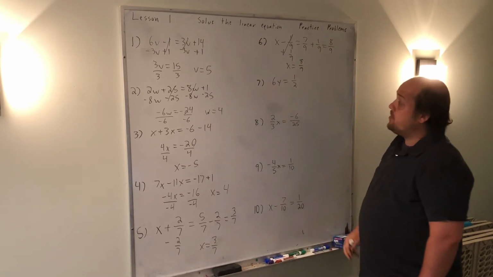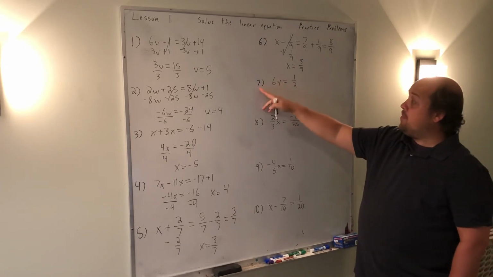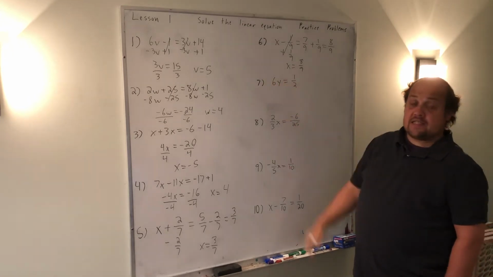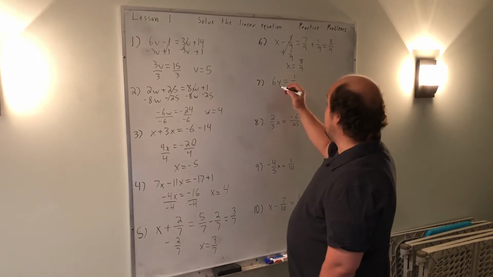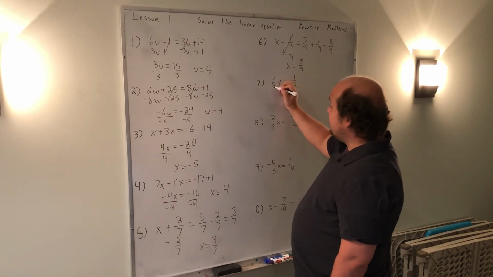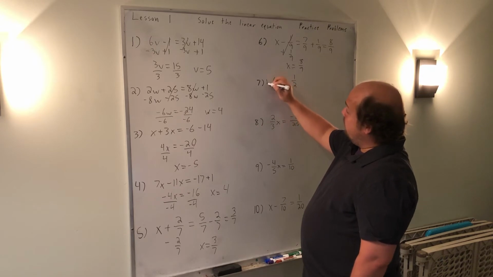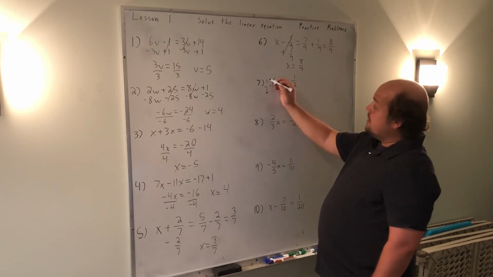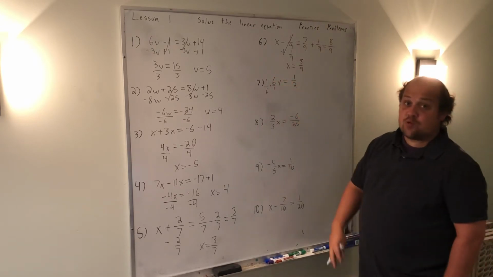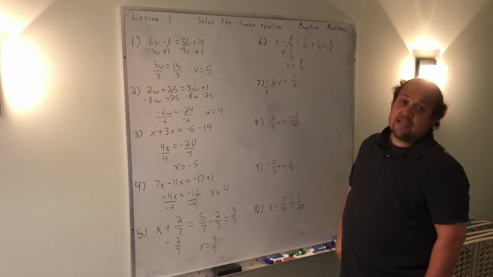In problem number 7, we're multiplying by 6. In order to undo multiplication, I need to divide, or really I could see this as 6 over 1 times y. So to undo it, I would multiply by 1 over 6. That way this becomes 6 over 6 or 1, and just leaves me with a single y.